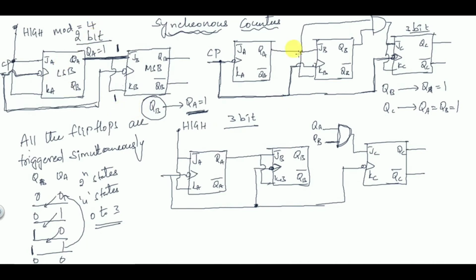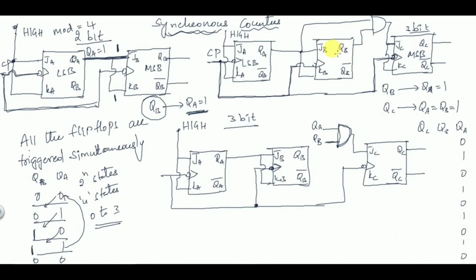Okay, the same goes for the 3-bit counter also. The clock pulse is directly given, and JA and KA are connected to high. J and K are connected to high. So the clock pulse is given to each and every flip-flop, so all flip-flops are triggered simultaneously, right? So the operation will be the same, QC, QB, QA. For QA, the clock pulse is directly given and J is equal to K is equal to 1. No condition is there for the LSB bit. So this is your LSB bit and this is your MSB bit. No condition is there, so it will continuously change its state.